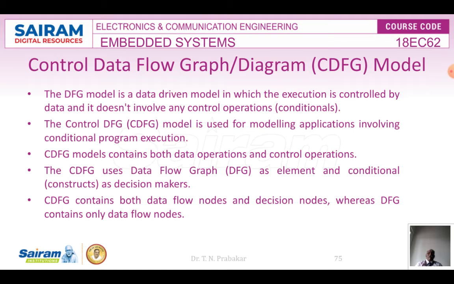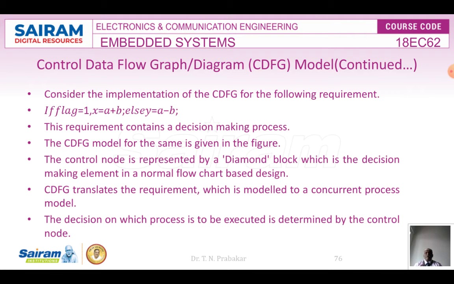And the CDFG uses a data flow graph as element and conditional constructs as decision makers. So it's a normal DFG, data flow graph, but there will be some more additional conditions based on some expression that will be executed. And CDFG contains both data flow nodes and decision nodes, whereas DFG contains only the data nodes, right? Because here there are two things: control operations need to be done and data manipulation need to be done. But in the case of DFG, only the data manipulation need to be done.